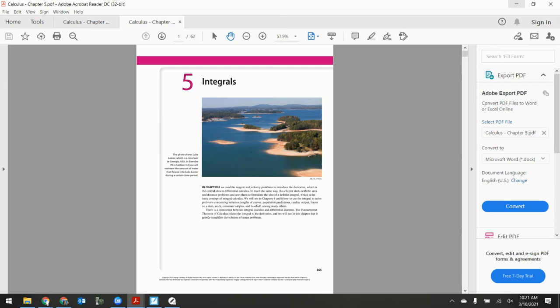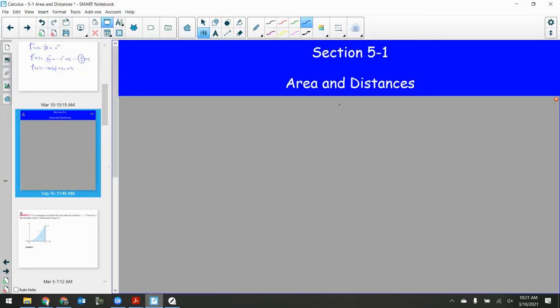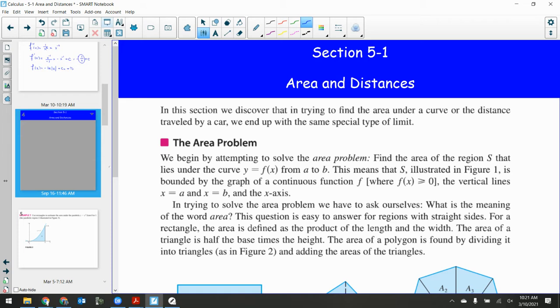Now, to understand what an integral is, we need to start by doing this area problem, okay? Actually, this is all about area, not even any distances. I don't know why they call it area and distances. In this section, we will discover that in trying to find the area under a curve, or actually, the distance traveled by a car, we end up with the exact same special type of limit. It's actually the limit of a sum.